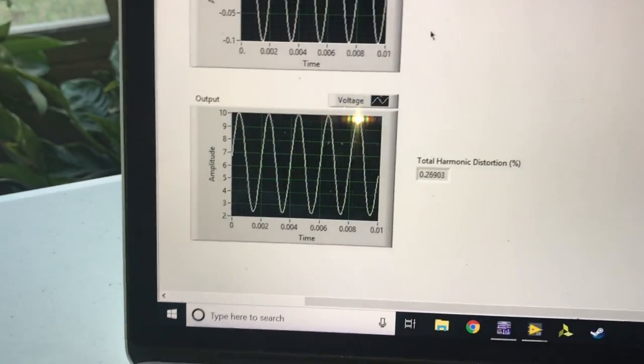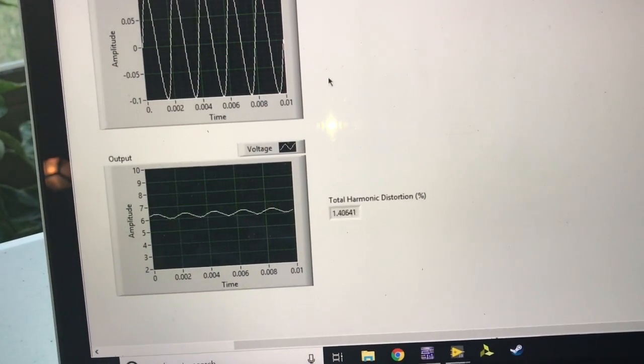We can also change the volume by rotating this potentiometer.